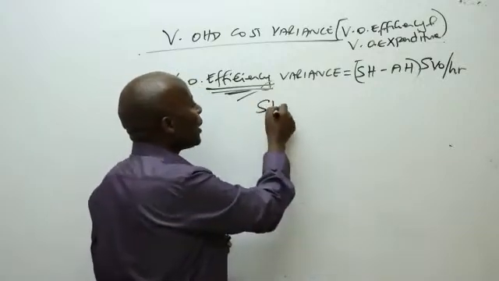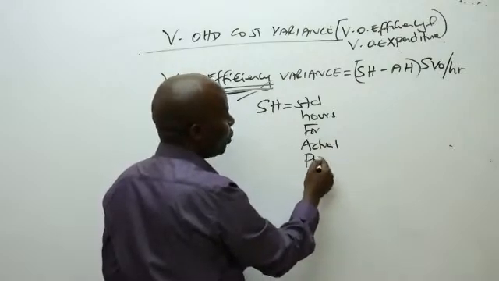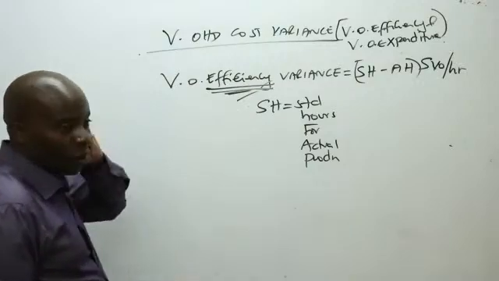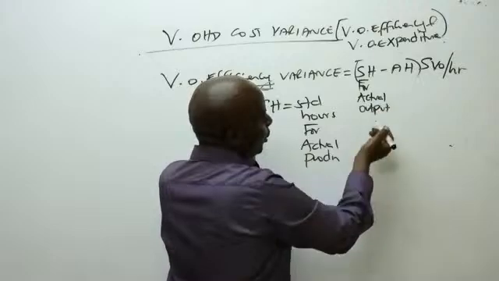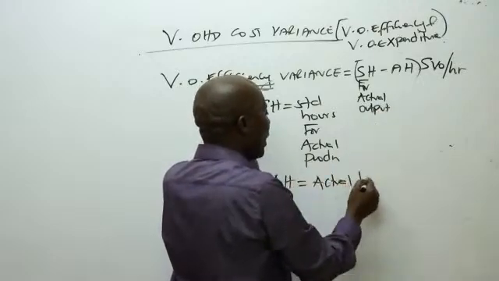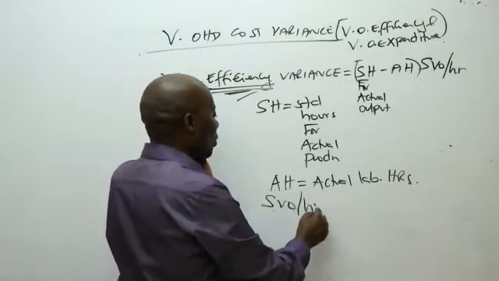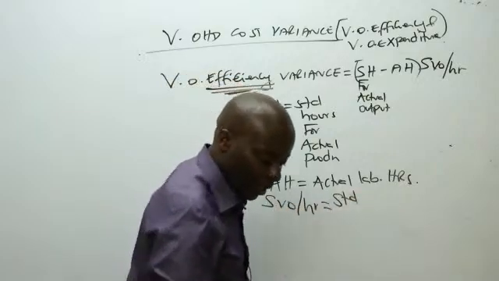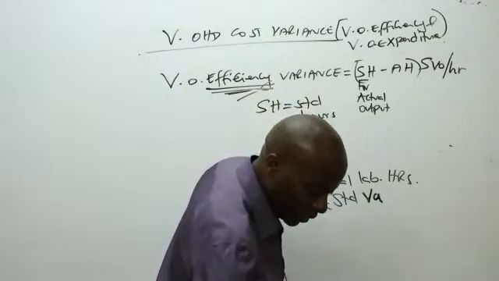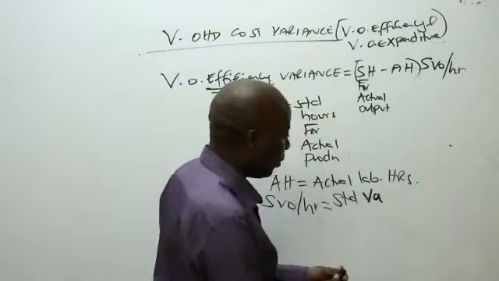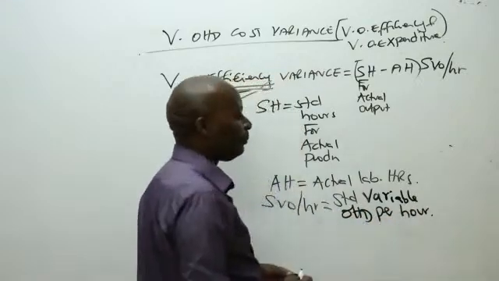SH stands for standard hours for actual production. Anytime I see capital SH, I always remember to use here the actual output or actual production. AH, of course, I don't have to emphasize, these are the actual labor hours. And then we have SVO per hour. This will be the standard variable overhead per hour.